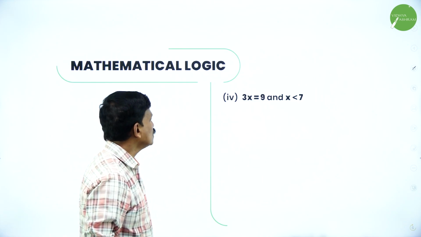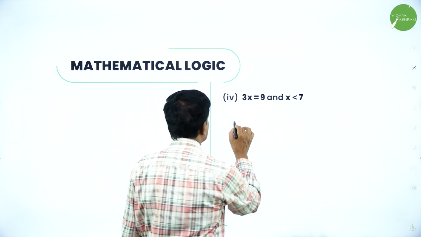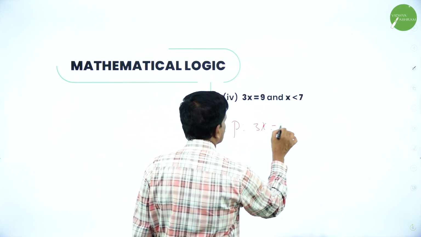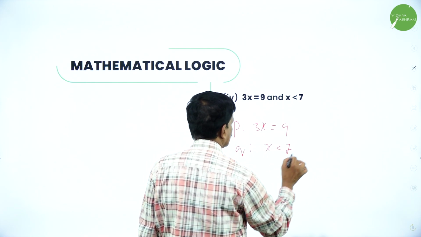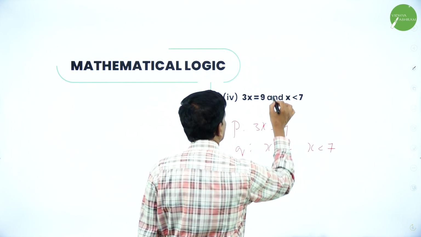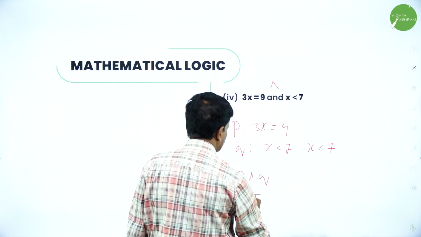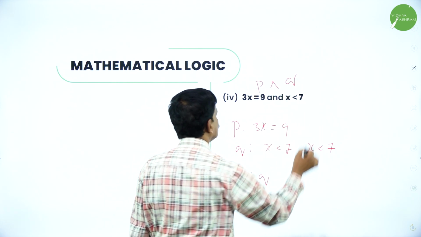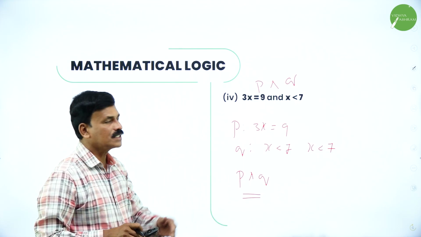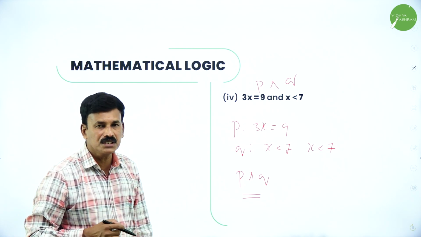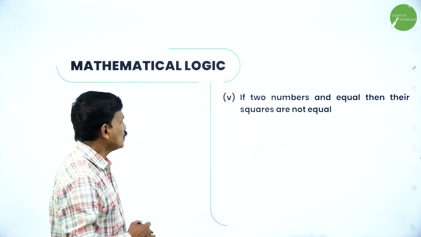Now, next, here 3x is equal to 9 and x is less than 7. Let us consider P as 3x is equal to 9 and Q as x is less than 7. What is the connective they have used here? The connective is "and", which is nothing but the conjunction. So this can be written as P conjunction Q, meaning 3x is equal to 9 and x is less than 7. Hope you followed. Now, move on to the next problem.